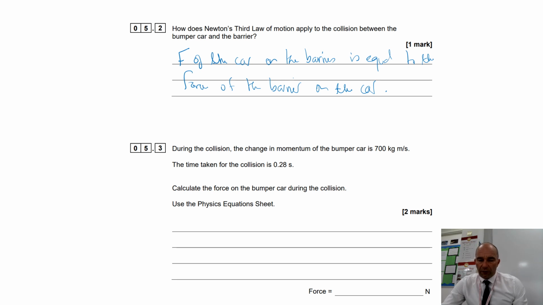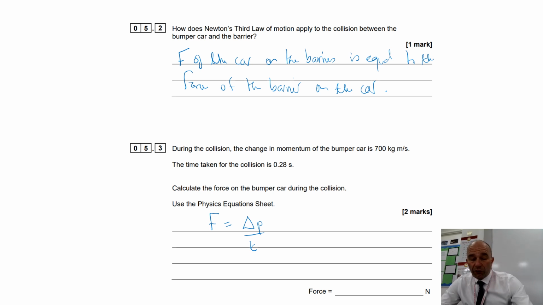Now question 5.3. During the collision, the change in momentum of the bumper car is 700 kilograms meters per second. The time taken for the collision is 0.28 seconds. Calculate the force on the bumper car during the collision. Now it says use the physics equation sheet, and in this case you get given this formula on the sheet. So it's one of the few that you do actually receive. So when you look at your formula sheet, you will see that force is change in momentum divided by time. We haven't earned any marks yet because that's on the formula sheet anyway.